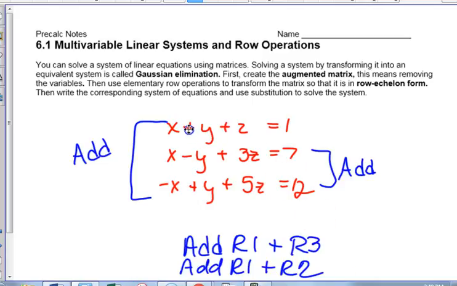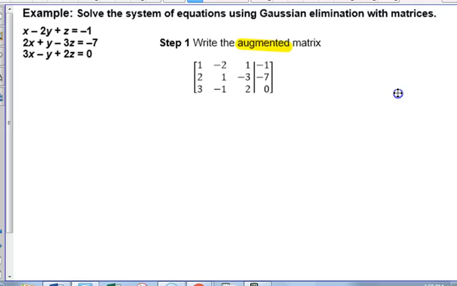But we're going to call them rows because what we're going to do is get rid of the x, y, and z and just put the numbers down in a matrix, okay? That's going to be called the augmented matrix. And then we're going to talk about what it means to get it in row echelon form.